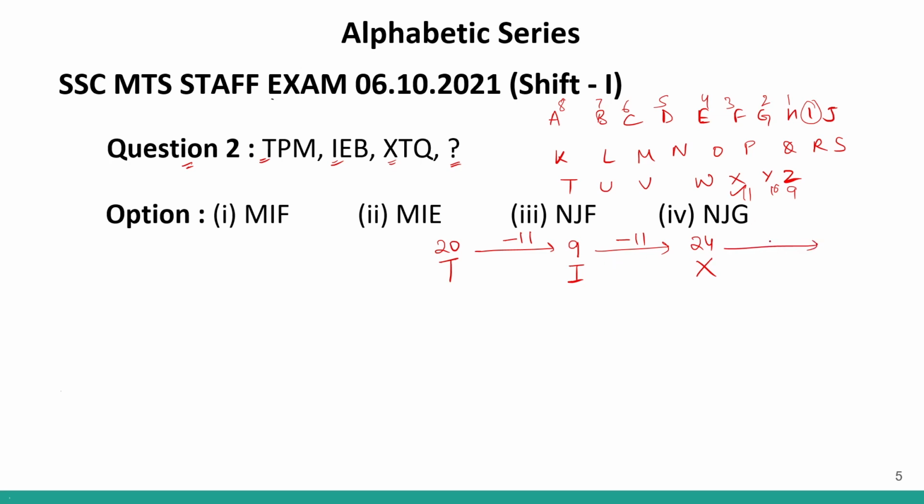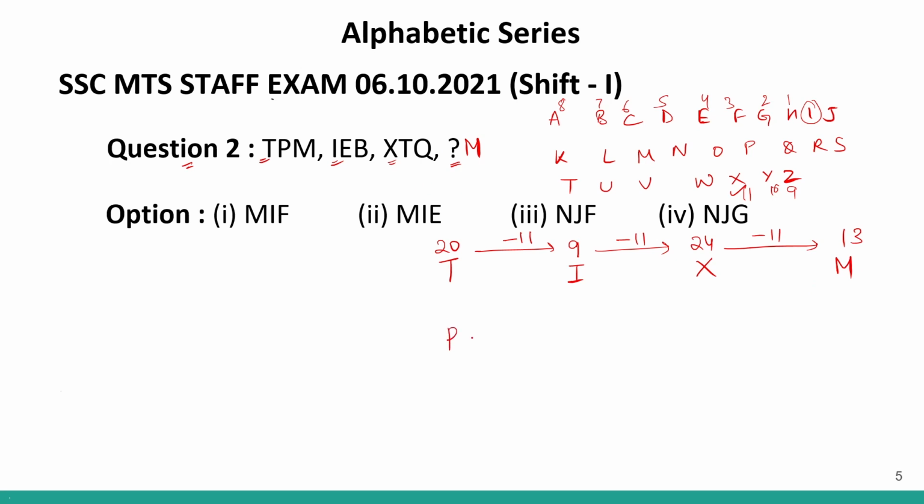So now also I'll move back by 11. So if I reduce it by 11, I'll get 13th. And what is the forward rank? 13th is M. So my first alphabet will be M. Clear? Over here I'll get M.